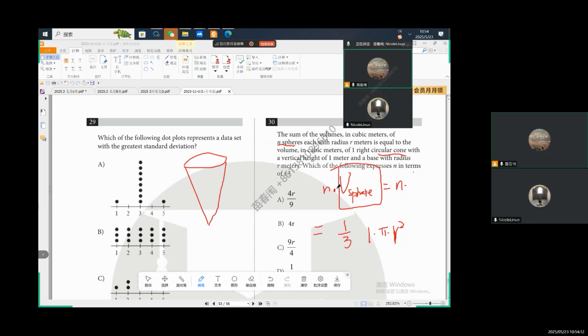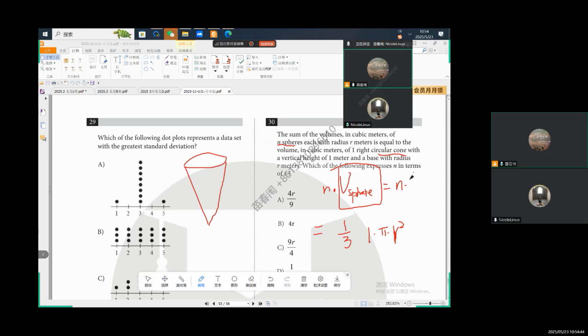Oh, you're making me nervous. No, no, I think you're fine. Because it says sum of the volumes of n spheres, so I thought n spheres was the volume. No, they wouldn't talk like that. If that were the case, they would say n cubic meters. You have to say it. It's n spheres.